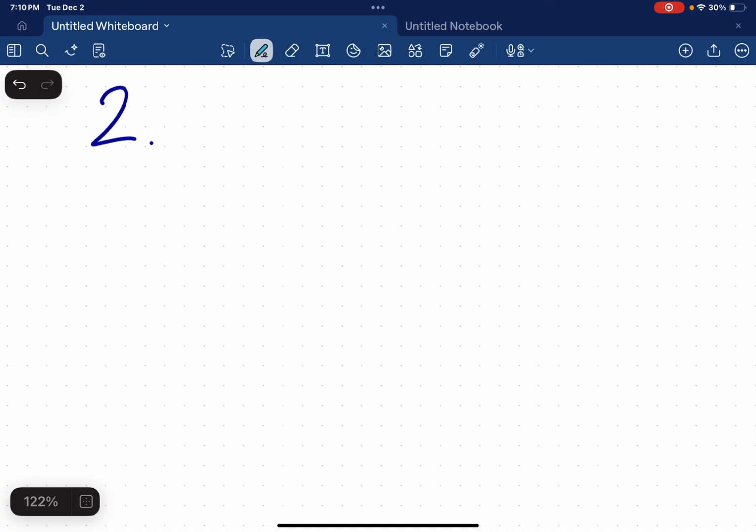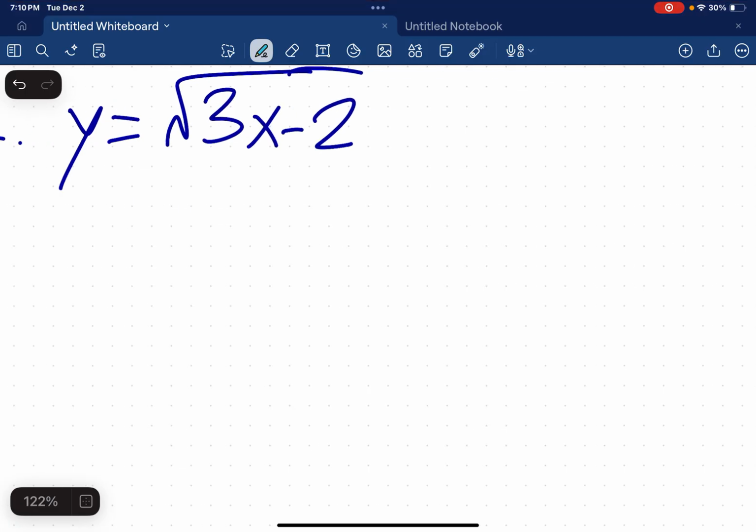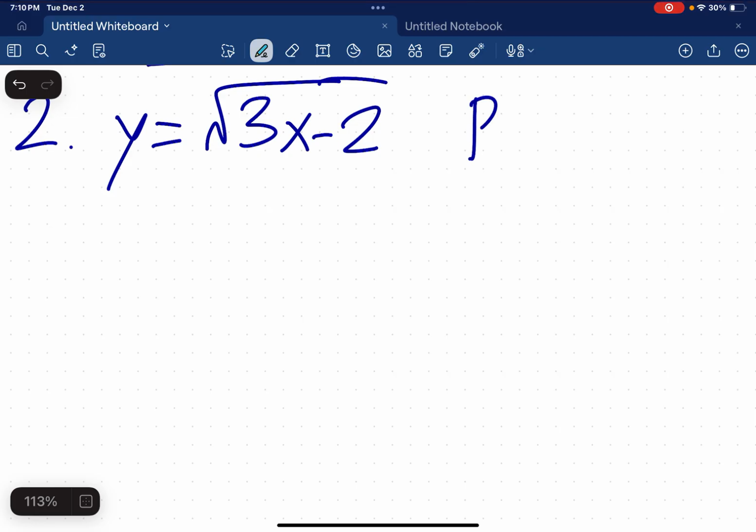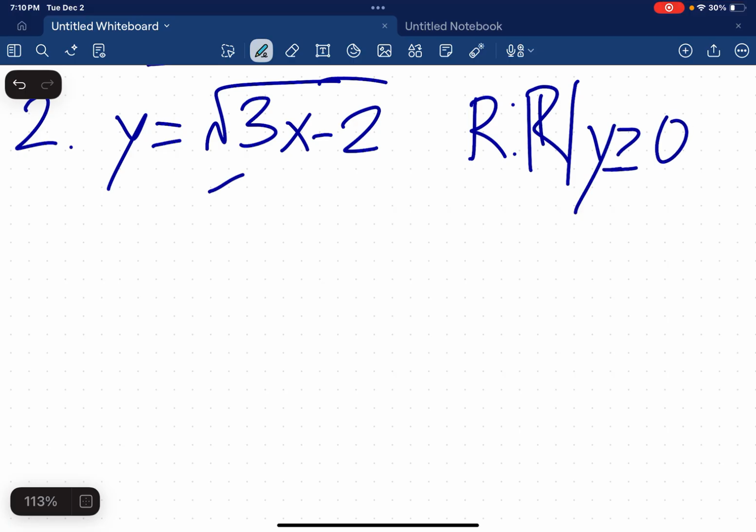On to number 2, we have y is equal to the square root of 3x minus 2. Let's actually start with our range on this one, since it's just going to be pretty easy. Remember, range is going to be an element of all real numbers such that y is greater than or equal to 0. Once again, since we only have a function on the inside of this radical, the smallest number this inside can be is 0, and the square root of 0 is 0.